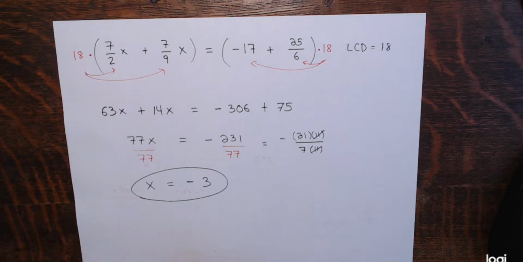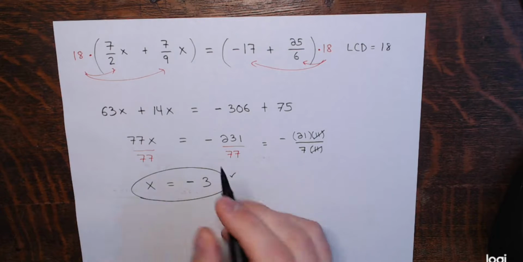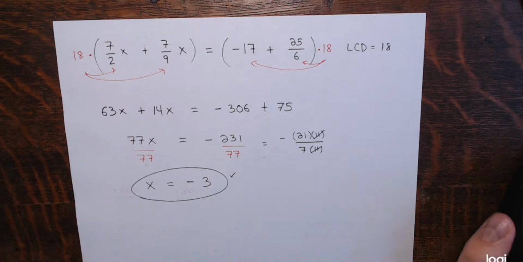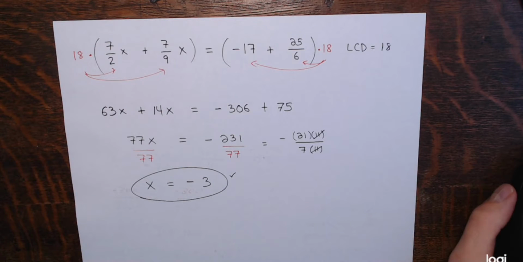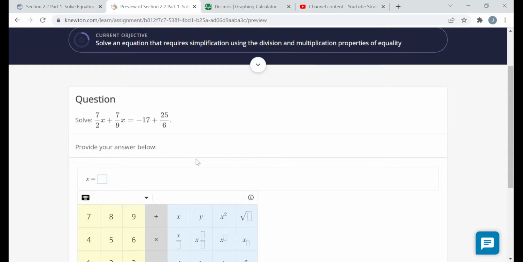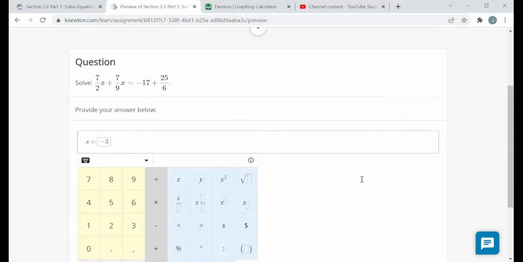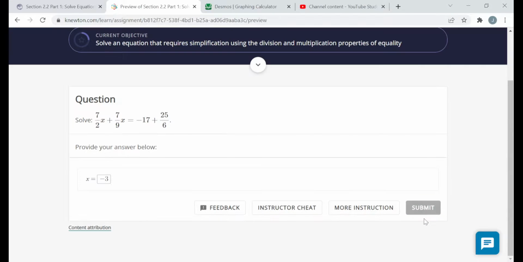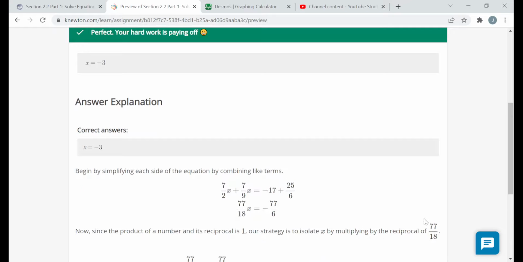And check it. Go back to the original equation with all the fractions, plug in -3 for x, and see that you make the number on the left equal the number on the right when you simplify them. They should be, if I did everything correctly. So x equals -3. Wonderful.